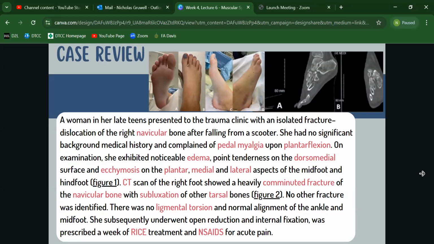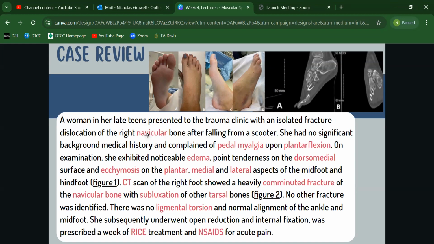Okay, let's go through it one more time while we are defining some of these medical terms in there. A woman in her late teens presented to the trauma clinic with an isolated fracture dislocation of the right navicular bone after falling from a scooter.